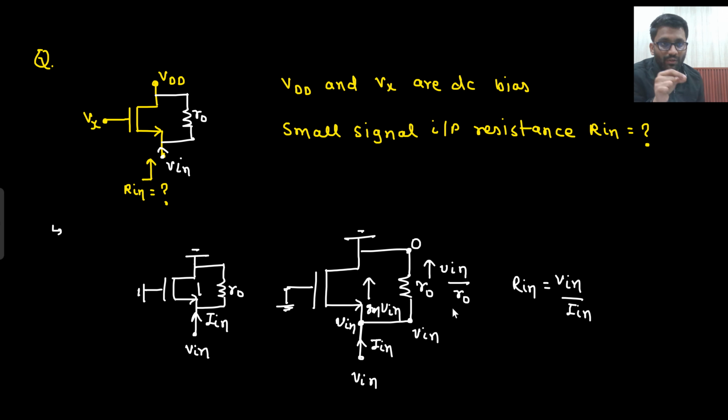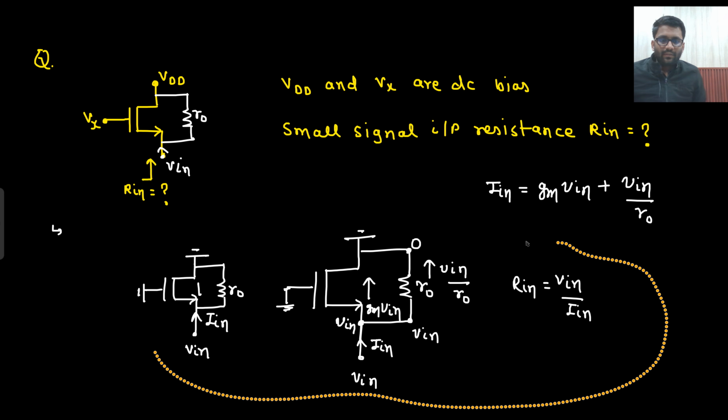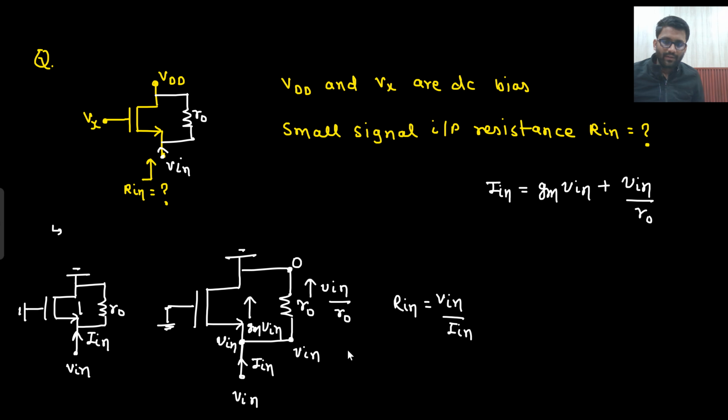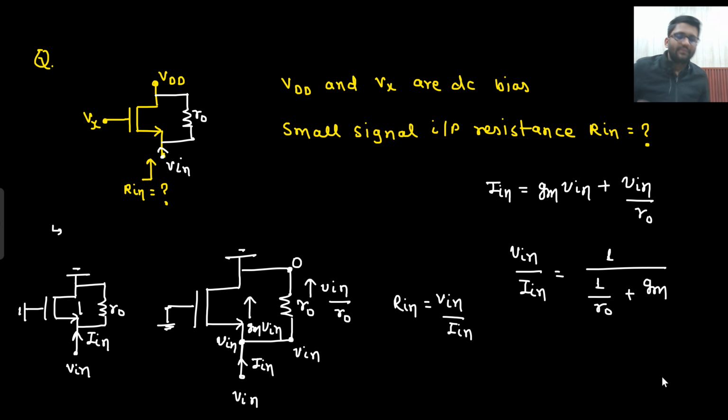Are you getting this point? Why am I doing so? Because my target is finding V in by I in. So I applied V in here. I got to know that in the MOSFET, gm V in current is there, and in this resistance, V in by R naught current is there. So my I in is equal to gm into V in plus V in by R naught. So V in by I in would be 1 upon, 1 by R naught plus gm. Let's say I write this as 1 upon 1 by gm.